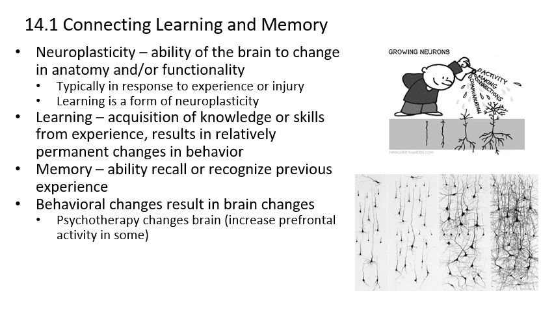Learning has corresponding changes in the brain. Learning is the acquisition of knowledge or skills from experience that results in relatively permanent changes in behavior. And memory is the ability to recall or recognize previous experience.